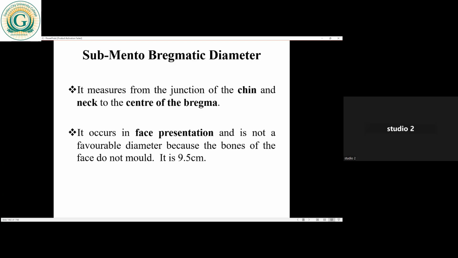And then we have submental. Mental is the jaw. Submentobregmatic, it also goes to the bregma, that is the anterior frontal. And the measurement is 9.5. But this is a very bad diameter, because when the submentobregmatic diameter is presenting, it means the baby is coming with the face, and that is not favorable at all.